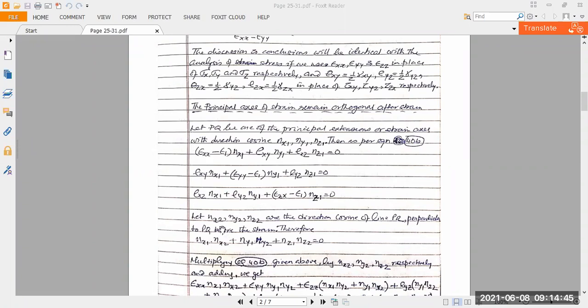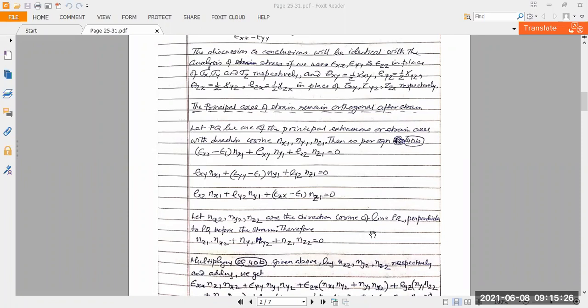Now, if nx2, ny2, nz2 are the direction cosines of PR, hence we have another line intersecting the PQ line at P, with direction cosines nx2, ny2, nz2. Now we know that nx1 nx2 plus ny1 ny2 plus nz1 nz2 is equal to cos theta, and if it is 90 degrees, it will be equal to 0 itself.